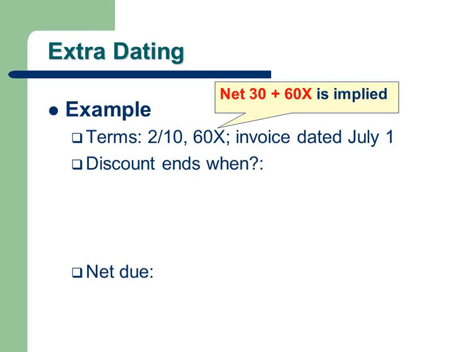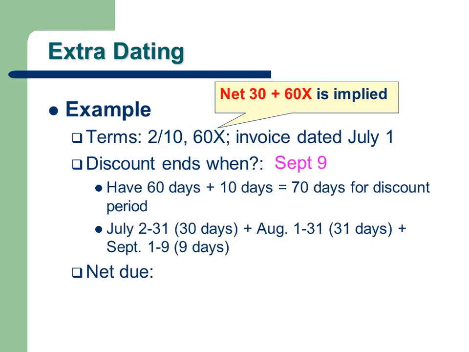If that's the case, then when does the cash discount period end? And when is the absolute net payment due date? To answer the first question, the last day for cash discount, from the term we know that there are 10 days regularly plus 60 extra, so there's overall 70 days of cash discount. The invoice date was July 1st, so the last cash discount day will be July 1st plus 70 days.